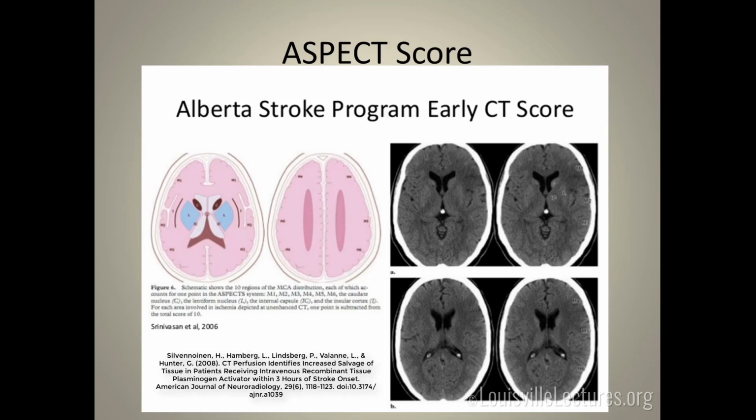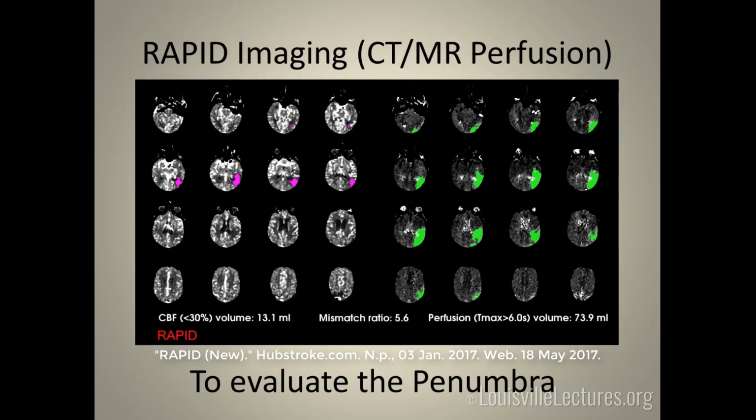Again, you do not need to know each and every area, but this is mainly for the MCA territory. We look at the score at two different slices. At the nuclear level, where we see all the nuclei like the thalamus and others, and the supranuclear level, and we look for hypodensity, and then we see if there is a clinical and radiological mismatch. If the patient has a score of 6 or more, the patient can still be considered for mechanical thrombectomy. That is a favorable score.